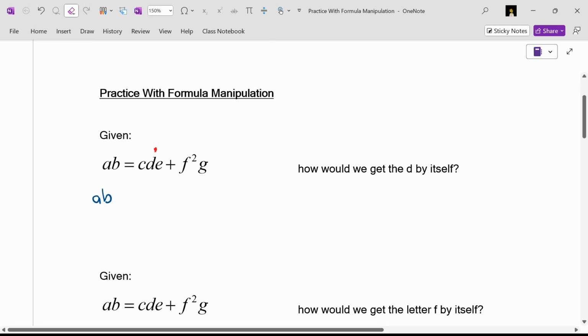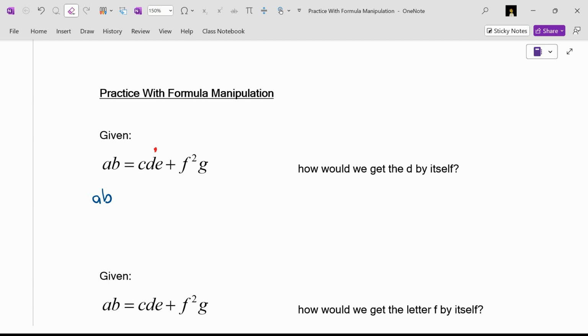How will I move the C and the E over? What are they doing to the D? The C and the E? Multiplying. Always think opposite. What's the opposite of multiplying? And I'm going to assume that part you've learned in your math skills. I am going to divide by a CE eventually.